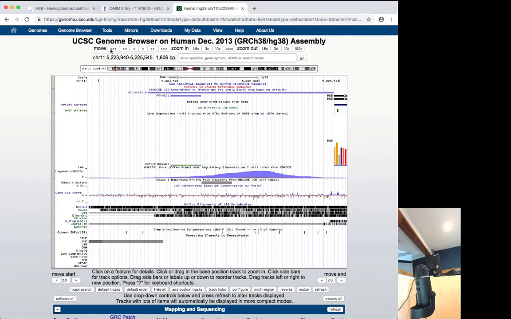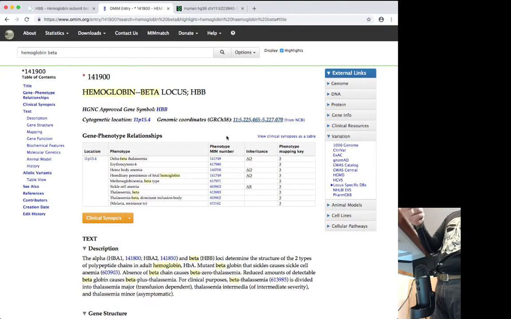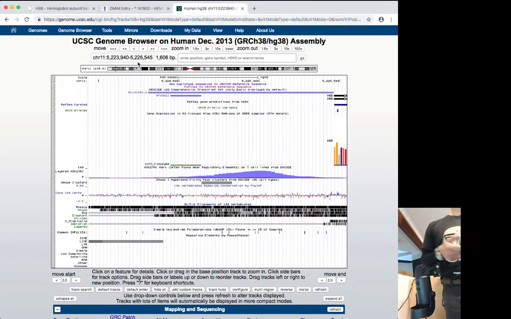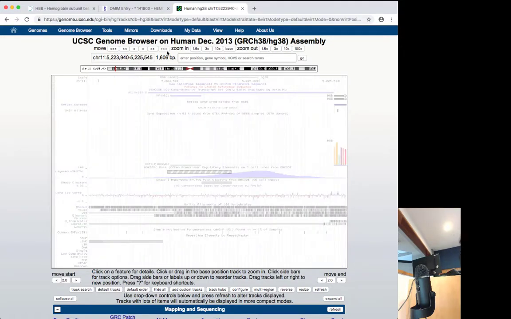Now look at the numbers up here. 5,223,940, where we should be at 225. So we moved a decent amount of nucleotides, but because the human genome is so big, there's actually nothing that interesting back here, just because of the location of the hemoglobin beta. That doesn't mean that the whole genome is going to be like that. There are going to be regions where we have genes in both DNA chains, for example, and that's going to be hard to look at. I'm going to go back to where we started.